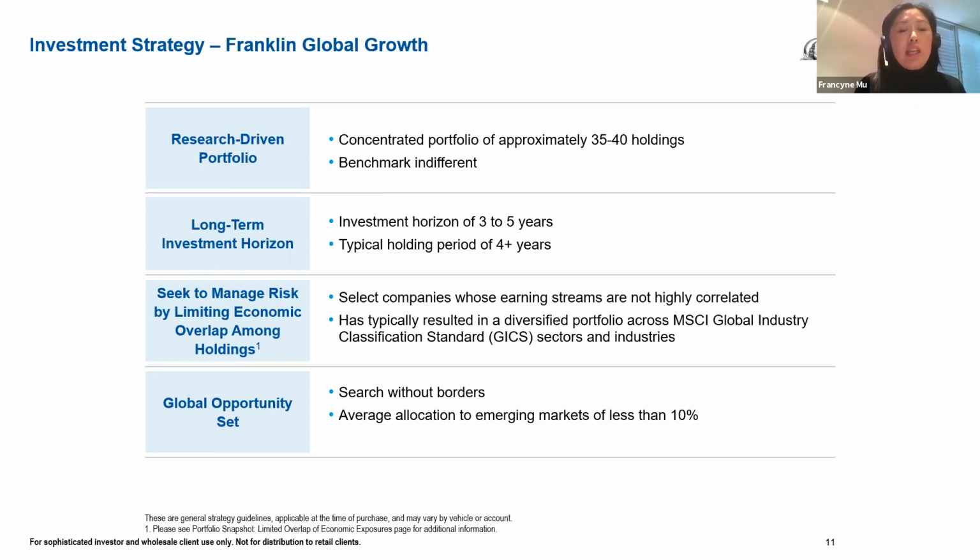And then one of the key things in terms of our risk management is that we seek to manage risk by limiting the economic overlap among our holdings, so that really we're selecting companies whose earnings are not highly correlated with each other. And so it provides diversification across the portfolio. So, if one name falls, you're not seeing a cascading effect across the portfolio.